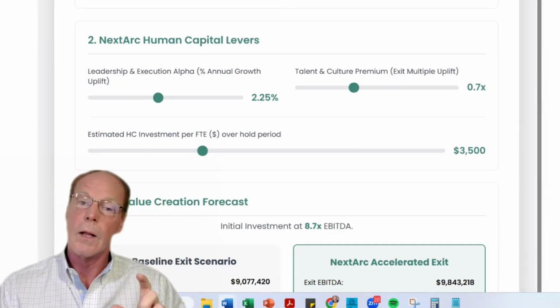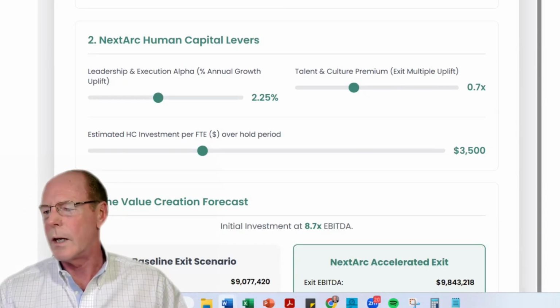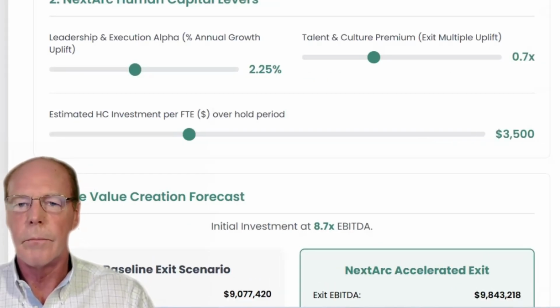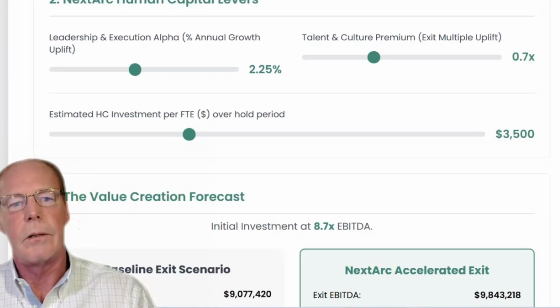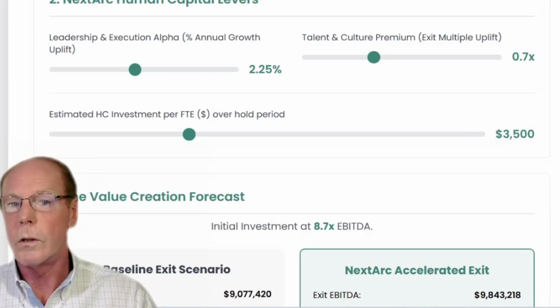So that's the rationale for a quite conservative 0.25 lift on the leadership and execution alpha. The talent and culture premium slider. Right now, this F grade asset deserves a discount, not a premium, right? So this premium is what our value creation plan will create.